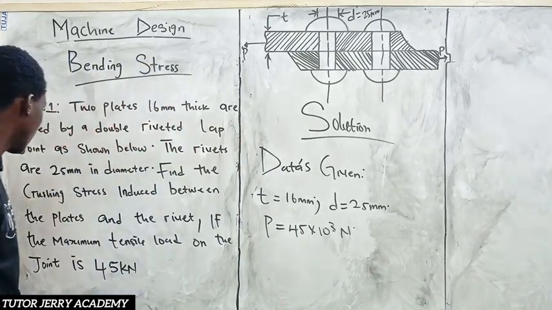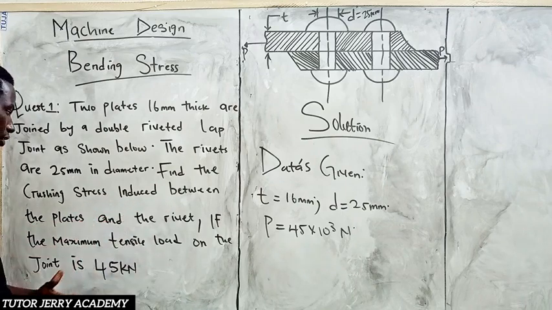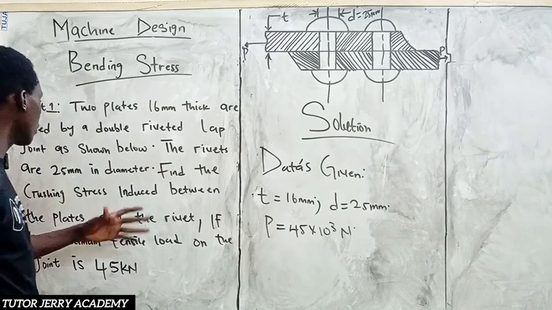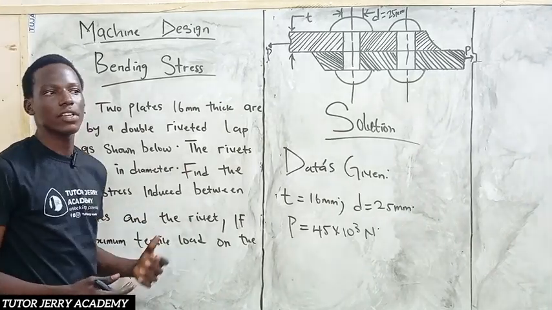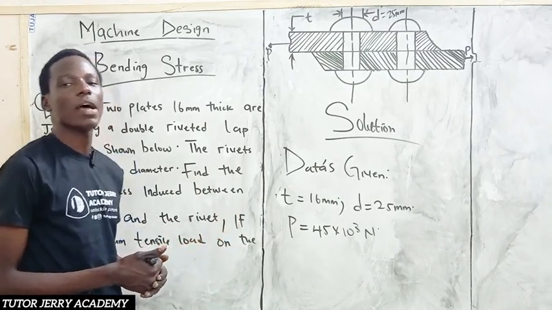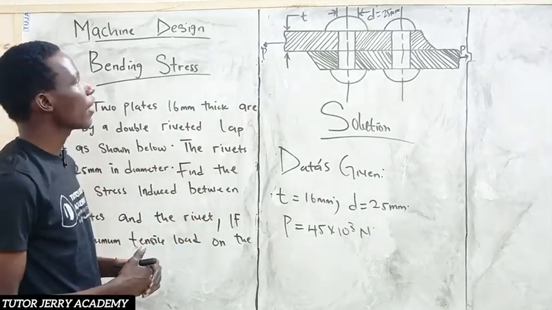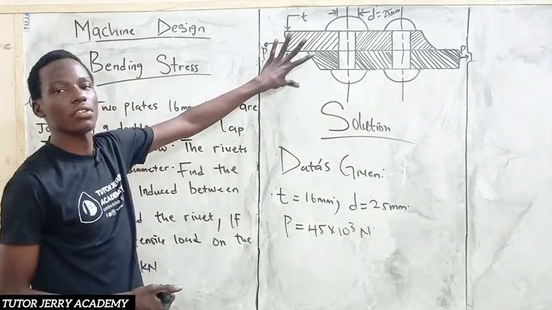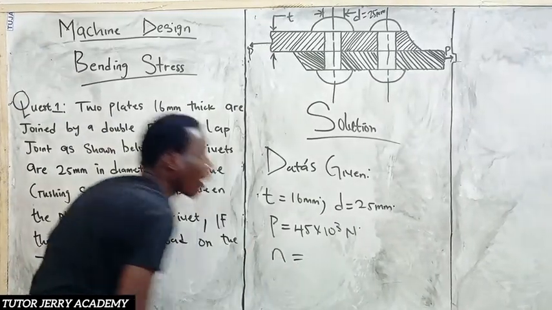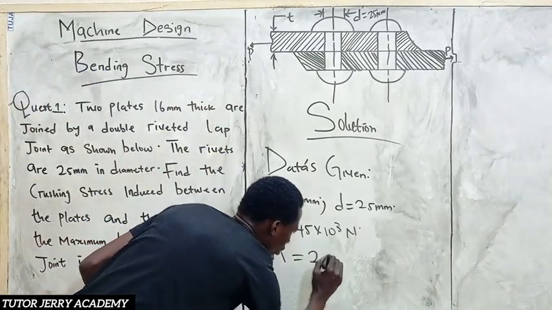Now, how do I get the crushing stress induced between the plate and the rivet? Now, when we are dealing with bending stress, the crushing stress induced between plate and rivet is nothing but what? It's nothing but load all over diameter multiplied by what? Multiplied by the thickness multiplied by what? The number of the rivet. Now, if you look here, we have two rivet joints here. So N, of course, N is the number of rivets. For this diagram, we have two rivets. So we have N to be equal to 2.